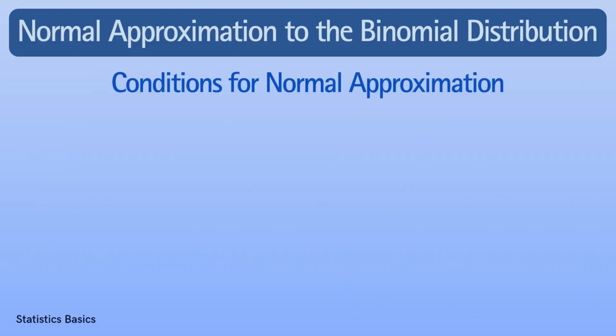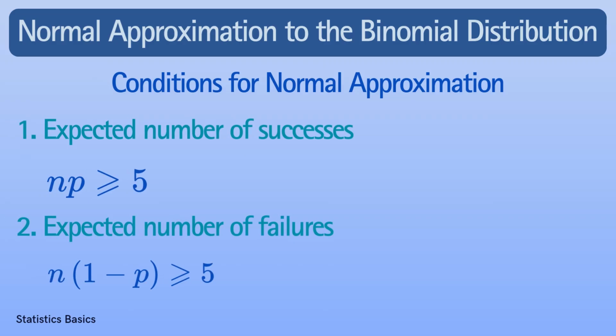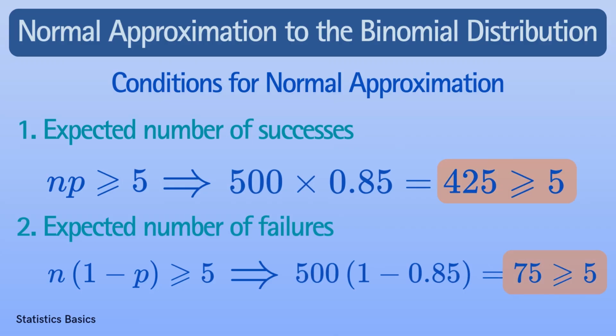Before proceeding, we'll first verify the conditions for the normal approximation, which state that the expected number of successes, n times p, and the expected number of failures, n times (1 minus p), both must be at least 5. Since both conditions are satisfied, we can confidently use the normal approximation.